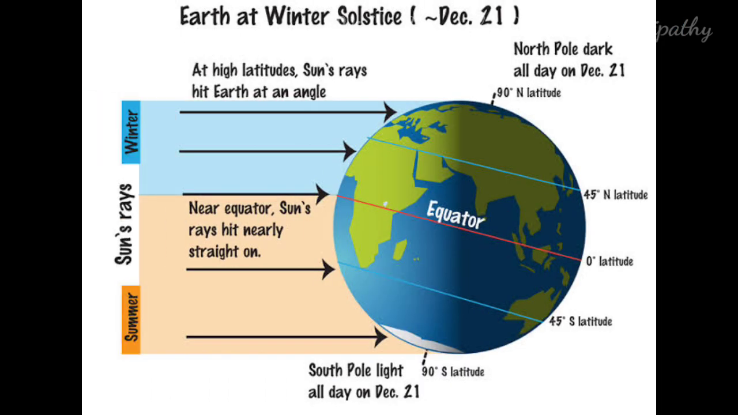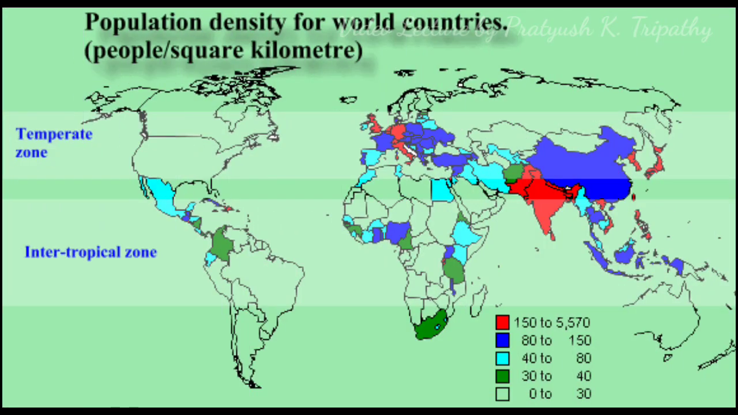This area does not receive direct rays of the sun. It receives slant rays of the sun. Hence, there is a great difference between the summer and the winter temperature conditions, thus affecting the weather changes which mostly occur within this region. More than half of the human population stays in this region because the temperature conditions are ideal for living.